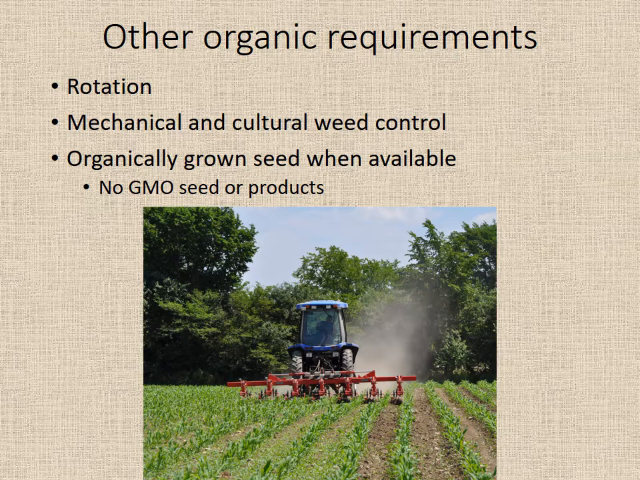The USDA organic standards also prohibit the use of GMO crop seed or any other products derived from genetic engineering, which refers to the process of directly transferring genetic material from one organism to another, rather than using conventional breeding methods of crossing and selection.